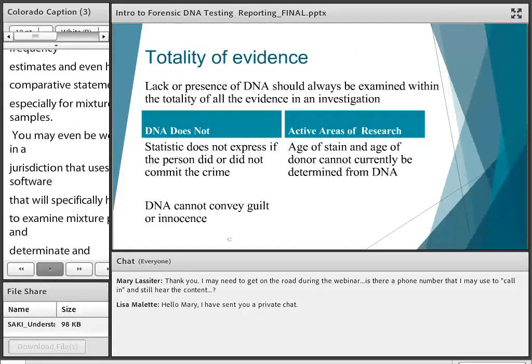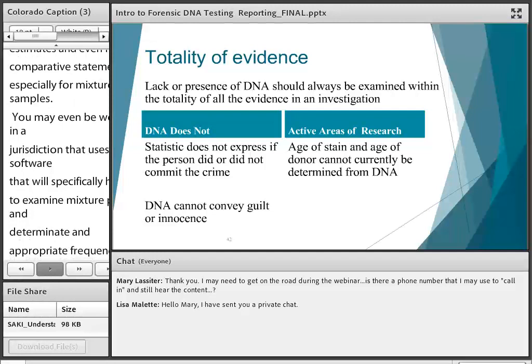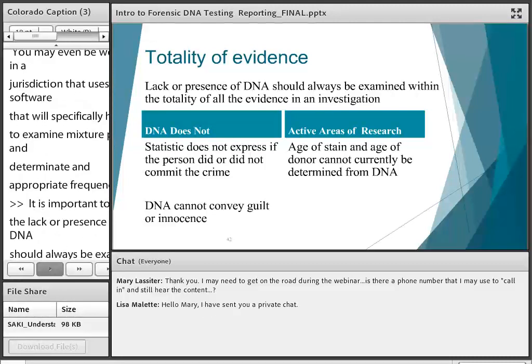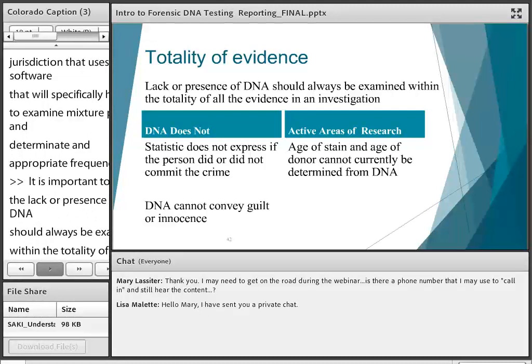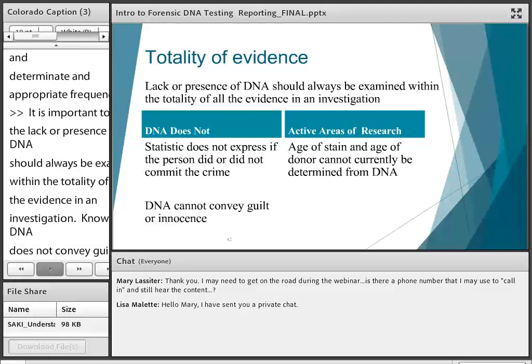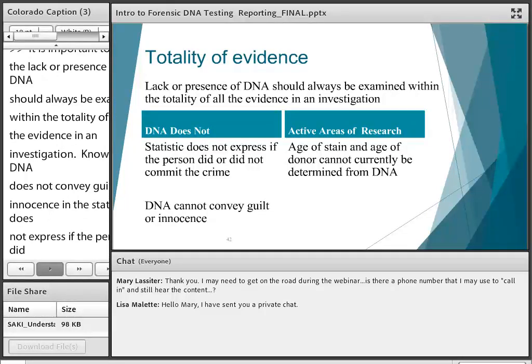So it's important to note that the lack or presence of DNA should always be examined within the totality of all the evidence in the investigation. Just know that the DNA does not convey guilt or innocence, and the statistic does not express if the person did or did not commit the crime. Also, the age of the stain and the age of the donor cannot currently be determined from DNA. However, these are active areas of research.